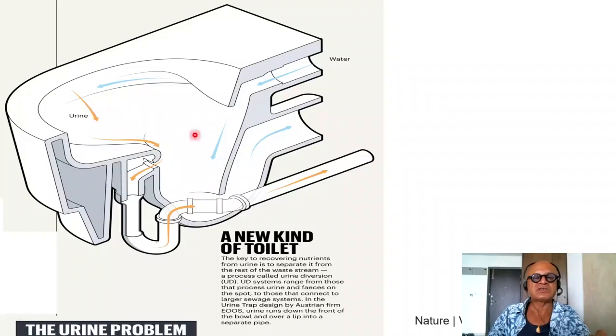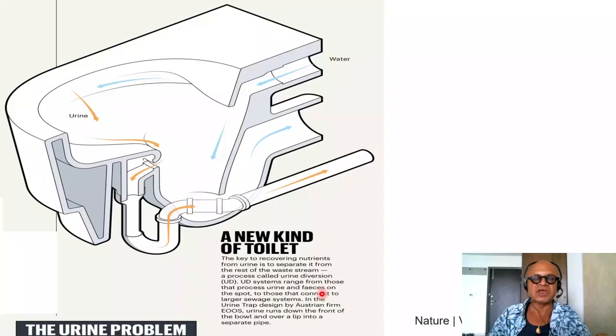So you can see this toilet design that is suggested. When people pee, it can be piped away separately to prevent it from getting into the common pool of wastewater. So the key to recovering nutrients from urine is to separate it from the rest of the waste system. A process called urine diversion.